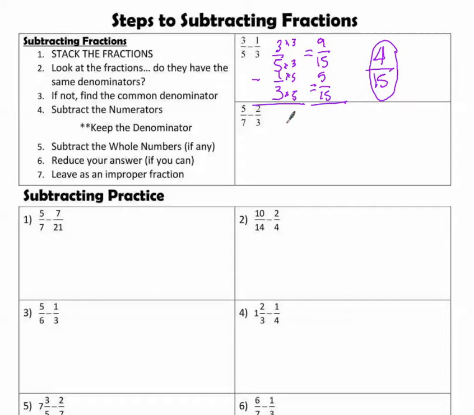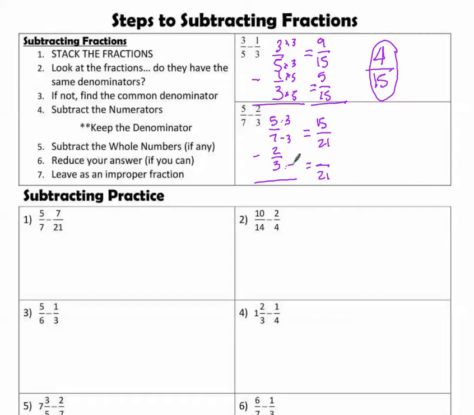Example 2. Stack your fractions. 5/7 minus 2/3. 7 and 3 are not the same denominators, so you must find the common denominator. In this case it is 21. 7 times 3 gives you 21, so what you do to the bottom, you must do to the top to give you a new fraction of 15 over 21.